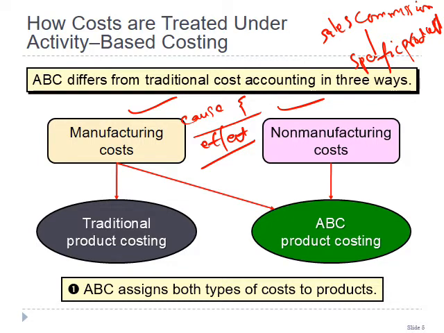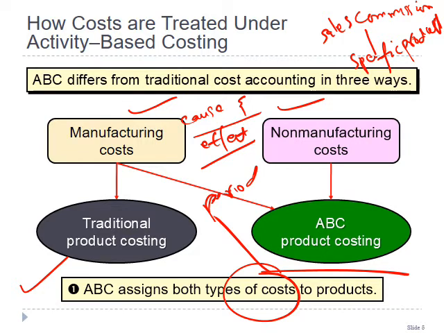So what was number one? That ABC assigns both types of cost to a product. In previous costing systems, like period cost and product cost, some costs are assigned to the period, sorry, my writing is really bad, and some costs are assigned to the product, right? So that is number one: ABC assigns both types of cost to a specific product as well.